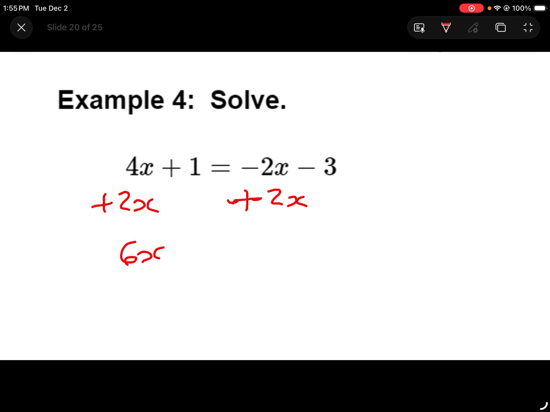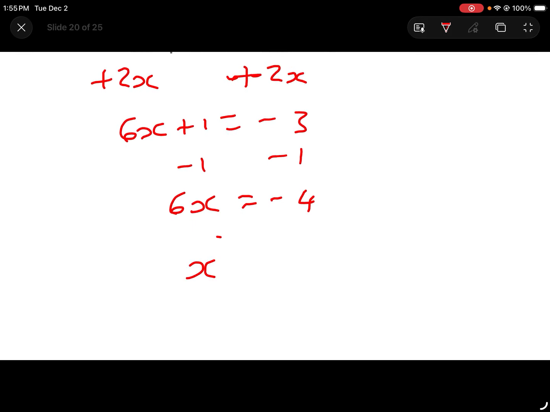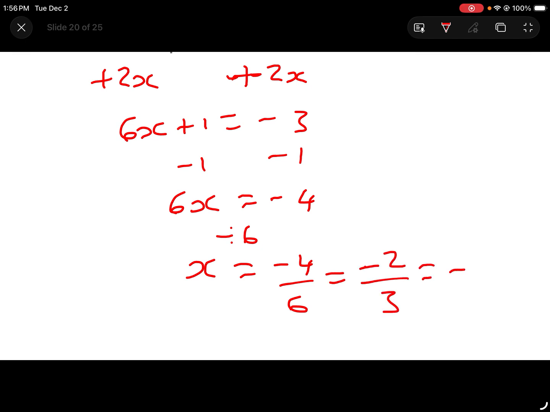That gets me 6x plus 1 equals negative 3, because 4x plus 2x, right? And then subtract 1 from both sides. Gets me 6x equals negative 4. And then divide by 6. And I get x equals negative 4 over 6, or negative 2 over 3 if you simplify. Now you could write that as a decimal. It's technically 0.666666666, right?